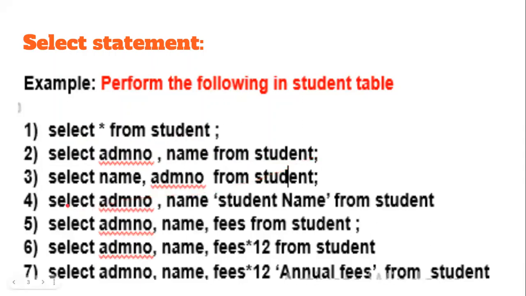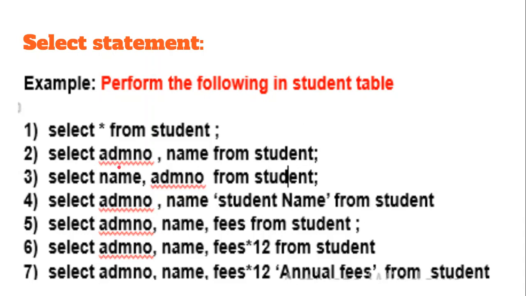Then from is a keyword and student is your table, and every command you have to end with a semicolon. It is not compulsory to give the columns in the order in which you created your table. You can give them in whichever order you want to display your output. You can change the order, so it is not compulsory to give it in the same order. Then the next is the fourth command. In the query, if you see, select admission number, comma, name. Then within quotes we have given student name. So instead of simply giving name, I want to print the heading as student name, so you can give the student name within quotes.